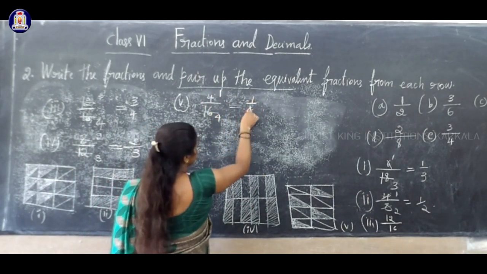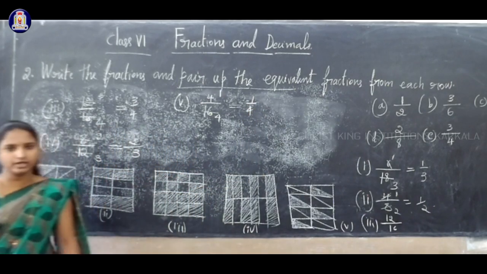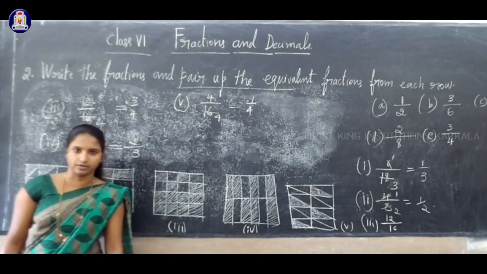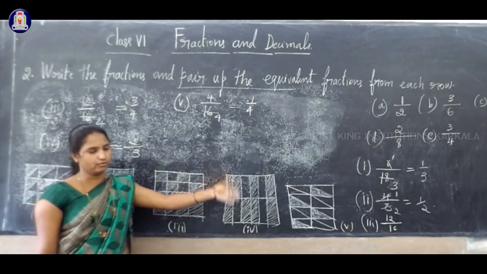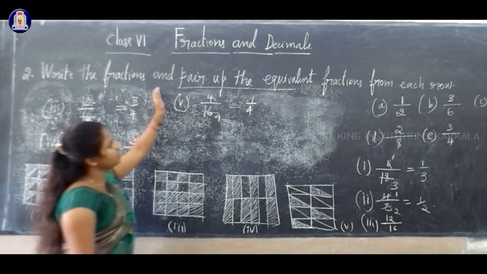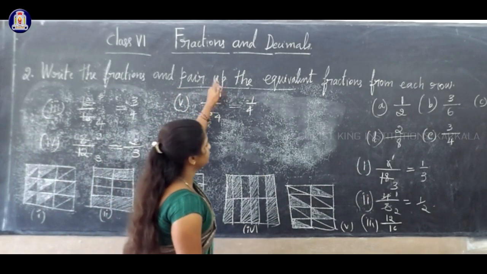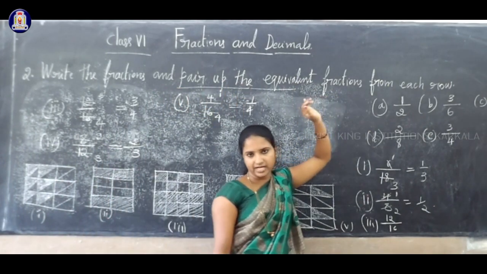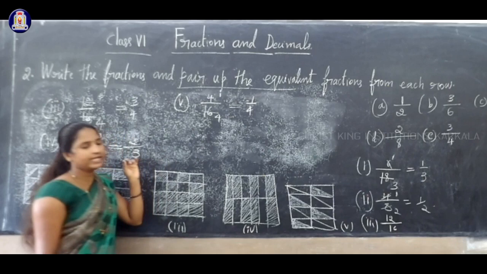So the answer is 1 by 4. Okay, 1 by 4 is the remaining fraction. After simplifying, we get 1 by 4. Now we have to see the pair of the equivalent fractions from each row.